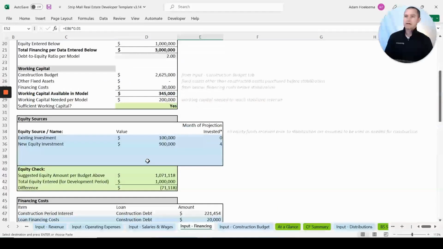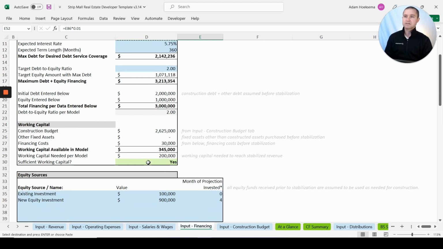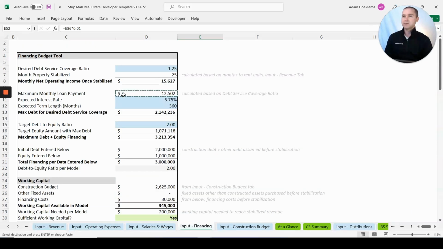One thing I will point out is that when you're entering these assumptions, you might notice that some of these fields will turn red as a warning. What you're looking for is to make sure that they're all green. So let me just give you an example here.